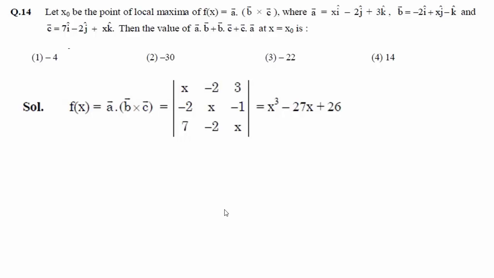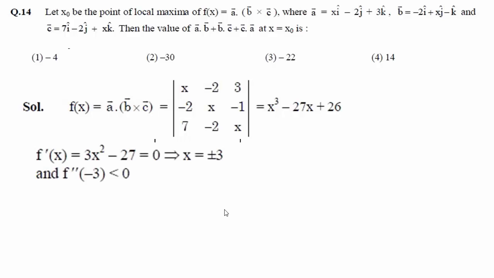Solution. f(x) is nothing but a dot b cross c, which is given by the determinant of x minus 2, 3, minus 2, x minus 1, 7, minus 2, minus x. If you evaluate this determinant, f(x) will be x cube minus 27x plus 26. a dot b cross c equals x cube minus 27x plus 26.